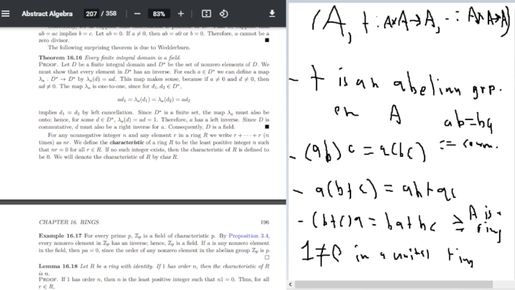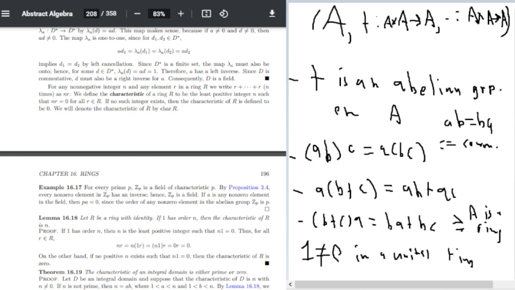Since D star is a finite set, the map lambda a must also be onto. Hence, for some d in D star, lambda a of d is equal to ad is equal to 1. Therefore, a has a left inverse. Since D is commutative, d must also be a right inverse for a. Consequently, D is a field. So this also shows that the integers mod p for any prime, because they are integral domains, automatically makes them finite fields, which is a really strong statement.